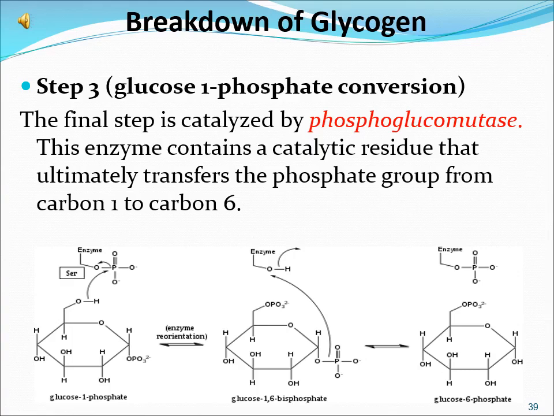Now the last step is step 3, glucose 1-phosphate conversion. The final step is catalyzed by phosphoglucomutase. This enzyme contains a catalytic residue that ultimately transfers the phosphate group from carbon 1 to carbon 6, and the glycogen molecule splits.